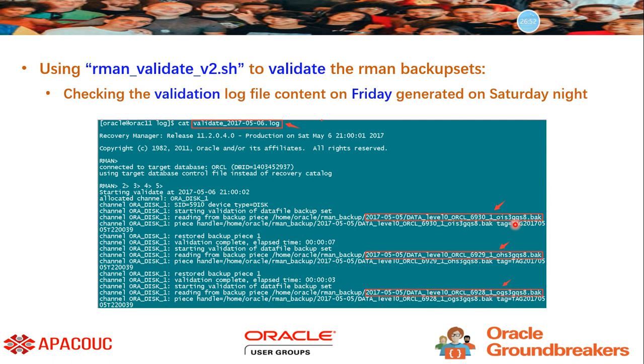Next, let's check the content of the validation log file of Friday, generated on Saturday night. You can see from the following screenshots, Oracle is validating the RMAN data file backup sets one by one. Notice the approach to RMAN validation is logical, and it just checks the integrity to observe whether they can be completely restored and recovered on the target host.